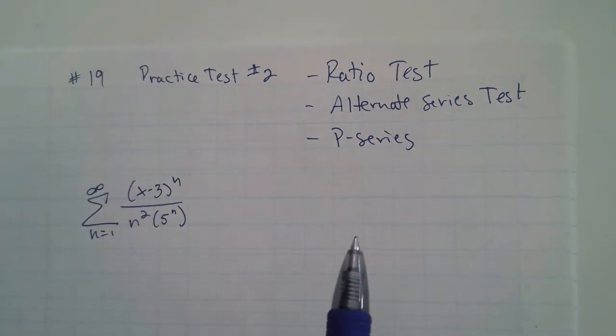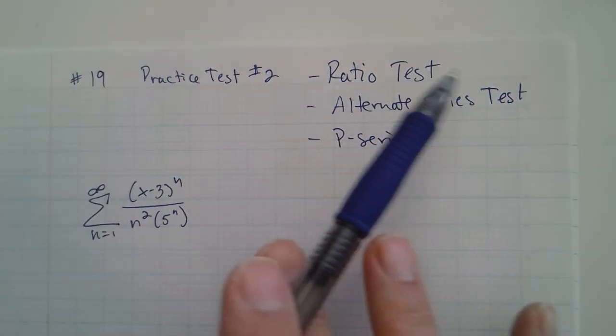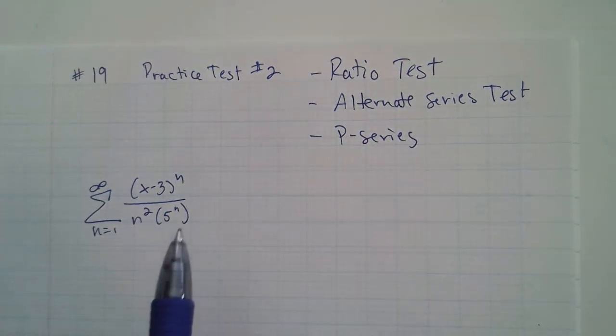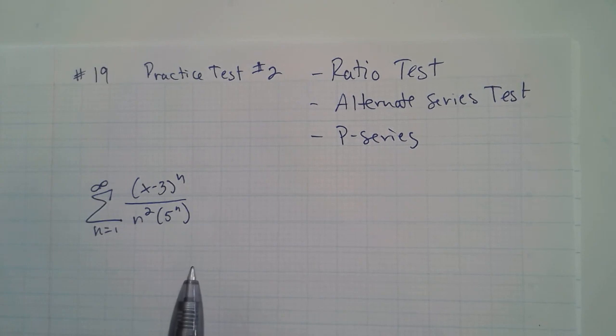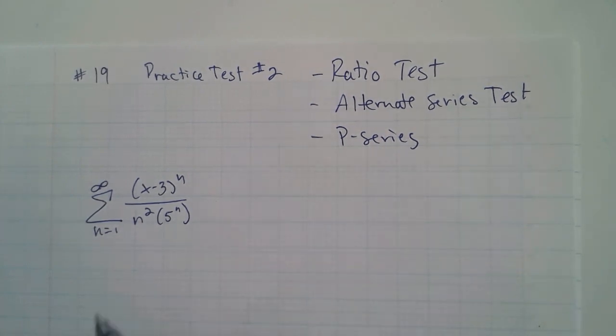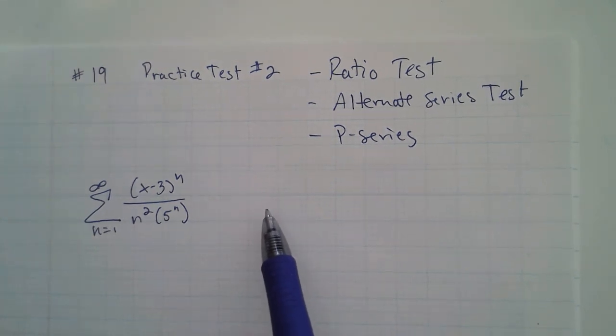Alright, so this is number 19 from practice test number 2. It involves the ratio test, the alternating series test, and p-series. If you're given this, you want to find the interval of convergence, all x values that it converges to.